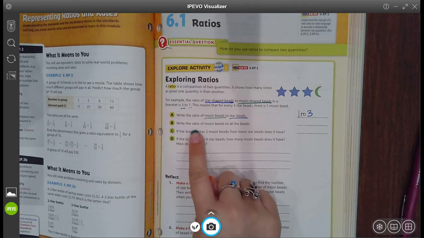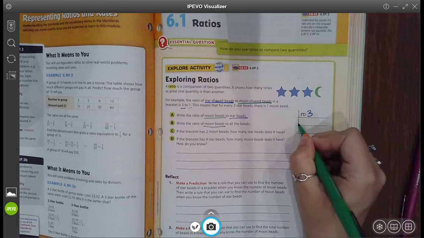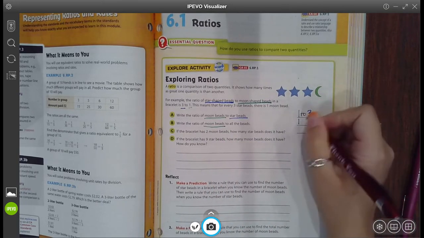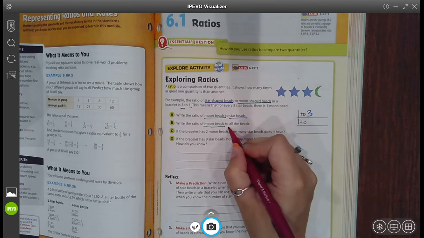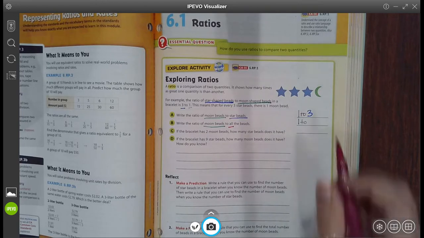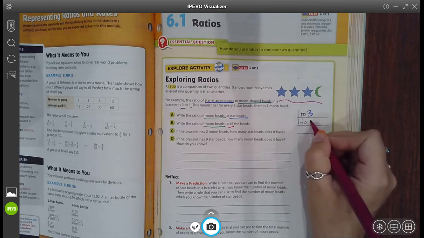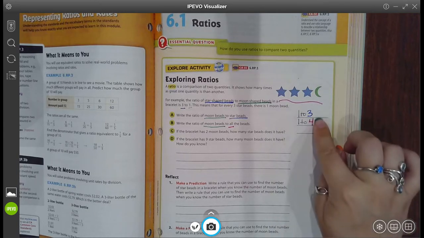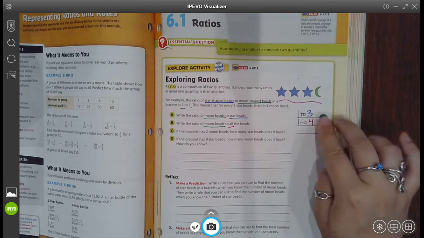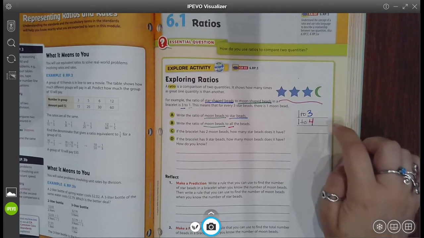Okay, the next one says write the ratio of moon beads again. So 1 to, this time it's not talking about star beads, but it's talking about all the beads. So what's the total number of beads? 1, 2, 3, 4. Now, before I go on, it is important to note that you write the initial ratio, and then if you can reduce it, you would reduce it. However, in this instance, we can't reduce any of these.